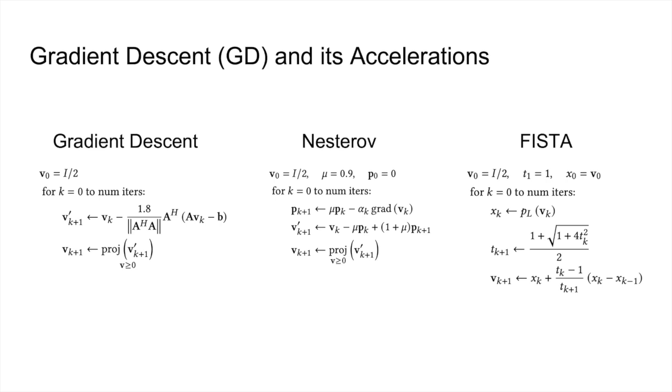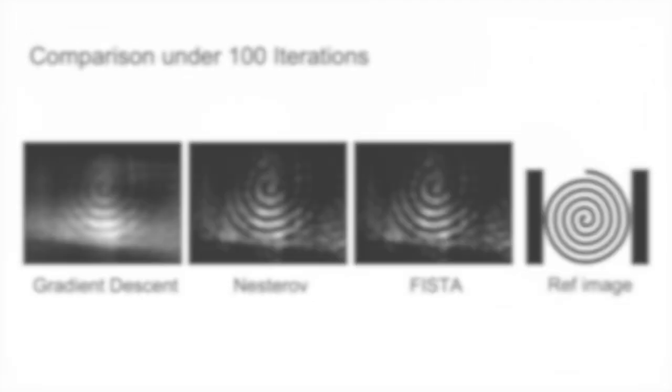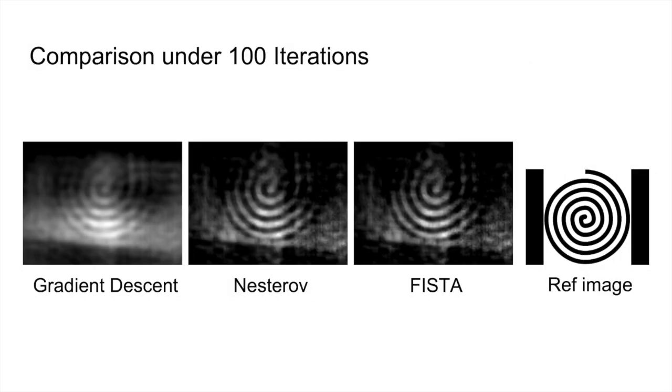Naively, we can use gradient descent to solve the minimization problem. We can add Nesterov's momentum to accelerate the gradient descent, and we can even use the Vista algorithm, which projects the gradient in a more flexible manner to make the convergence even faster. Here we show the results by the three methods within 100 iterations. We can see that the result from the Vista algorithm is the sharpest.